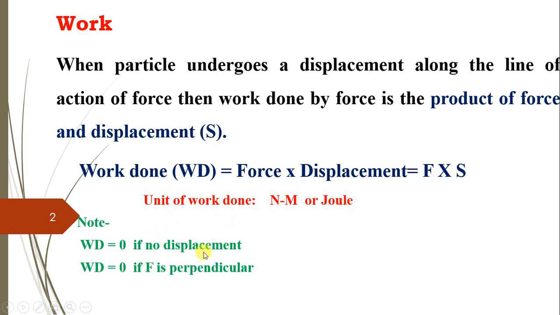Now if there is no displacement, it means the value of S is equal to 0, then again work done is 0. Similarly, if F is perpendicular, then also the work done is 0. It is because whenever we apply a force to any object, the displacement should be in the direction of force. If the force is acting in a perpendicular direction, then as F and S are perpendicular to each other, work done is equal to 0.